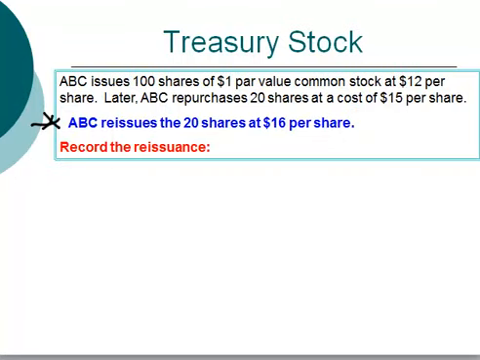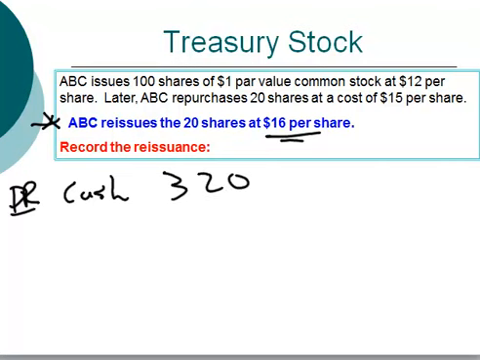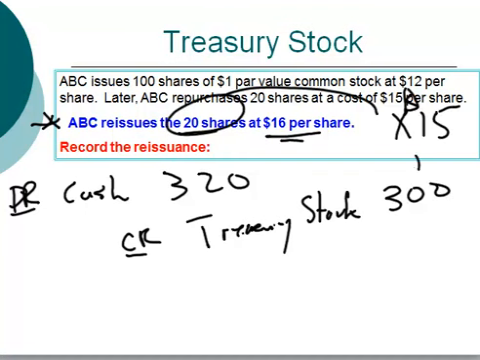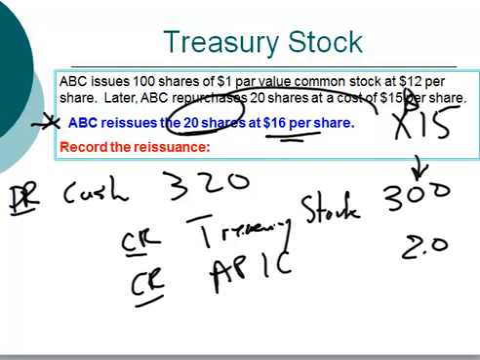Let's continue that example and assume that ABC reissues the treasury shares at a price of $16 per share. The company will be receiving $320 in cash. We will credit treasury stock for only the $300, which is 20 multiplied by the $15 that have been paid for it, and we will credit additional paid-in capital for the difference.